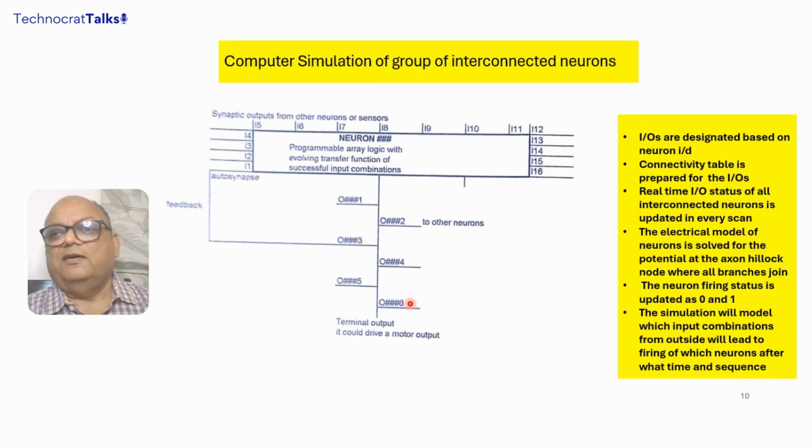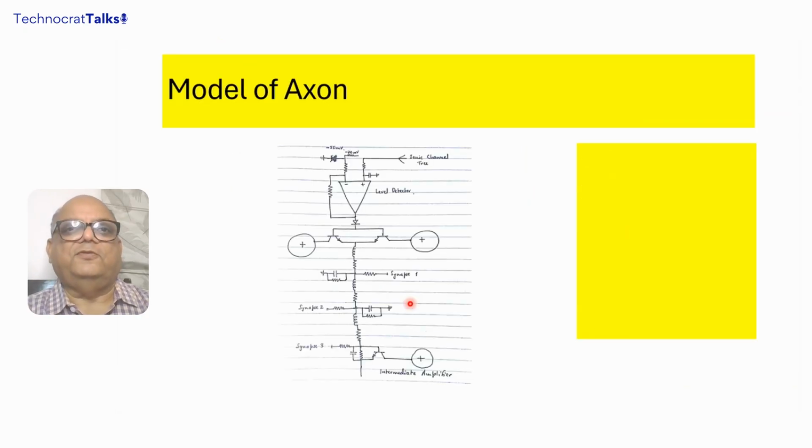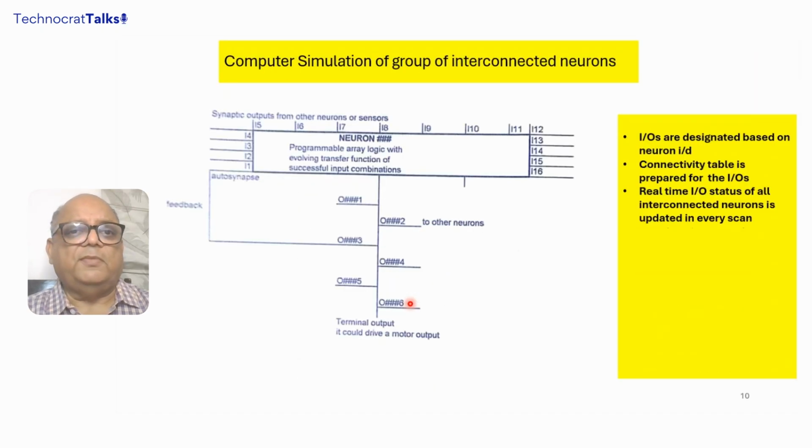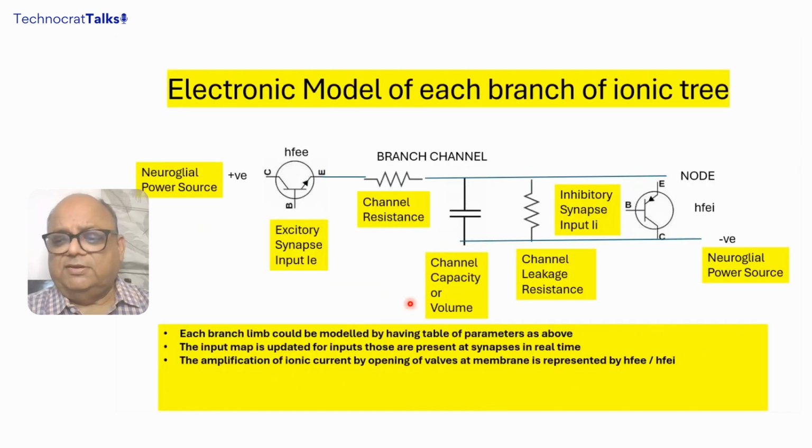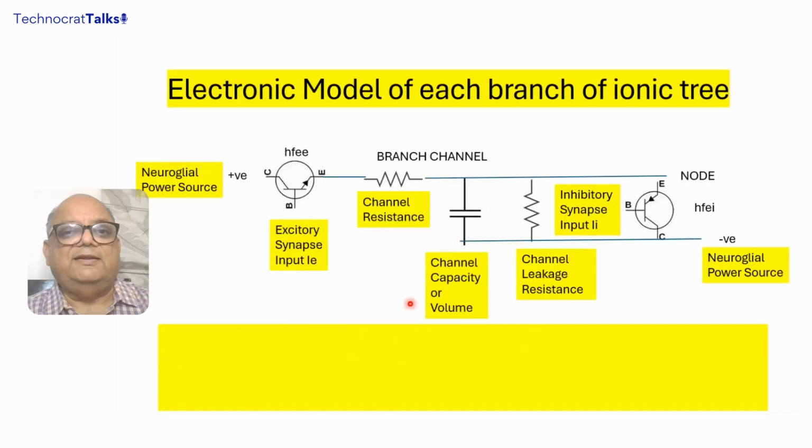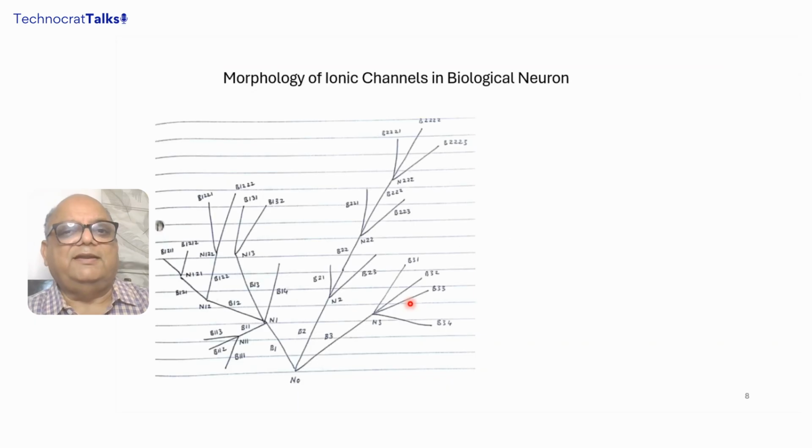Similarly, some inputs are coming from other neurons, so these are kind of auxiliary logic states, and some are coming from the ultimate sensors of the body. Under what conditions of the sensors of the body certain neurons fire or don't fire could be simulated with this kind of software simulation. Again, I have talked about simulation of the neuron body. Similarly, this is each limb of that ionic tree, and this was the ionic tree for you.